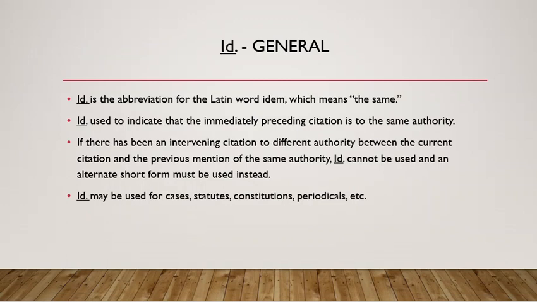Id is the abbreviation for the Latin word idem, which means the same. Id is used to indicate the immediately preceding citation is to the same authority. Now, if there has been an intervening citation to a different authority between the current citation and the previous mention of the same authority, id cannot be used. An alternative short form must be used instead. Id may be used for cases, statutes, constitutions, periodicals, etc.